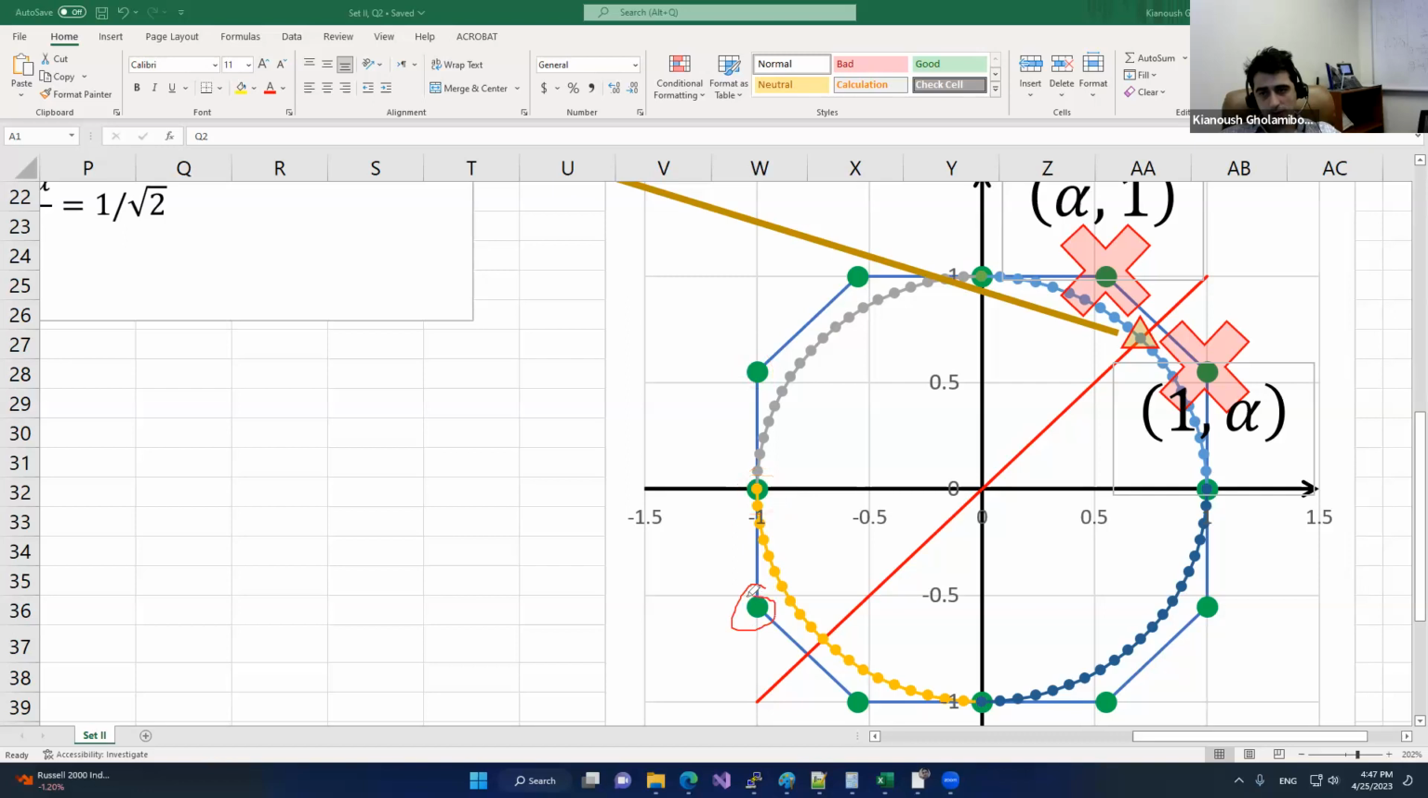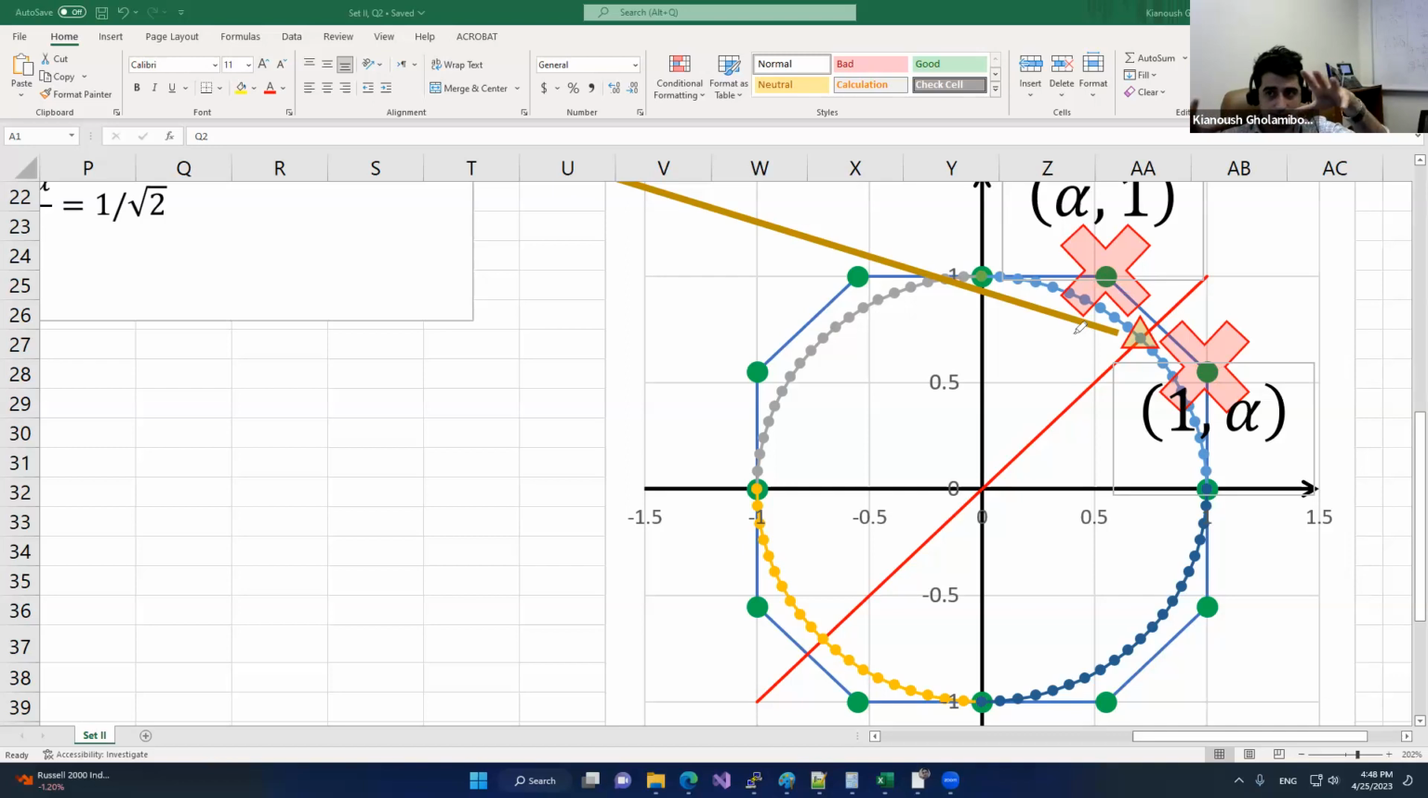This one is at negative 1, negative alpha. This one is at negative alpha, negative 1. This one is at 0, negative 1. Then alpha, negative 1. And this one is going to be 1 and negative alpha.